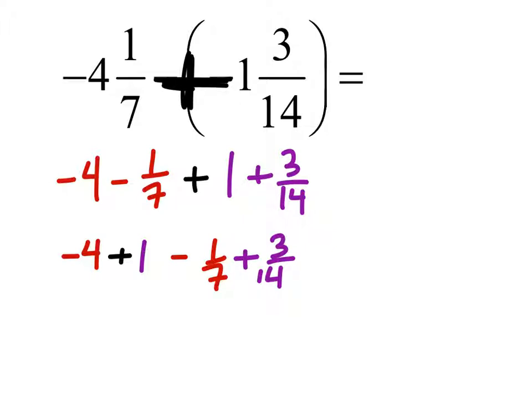Well, negative 4 plus 1, that's not too bad. That's negative 3. And over here, I need common denominator, so I'll make this 14. So I'll multiply it by 2.